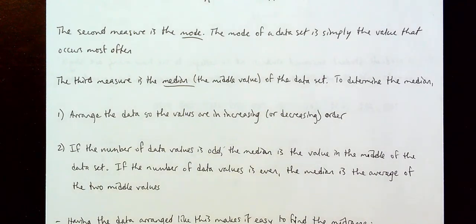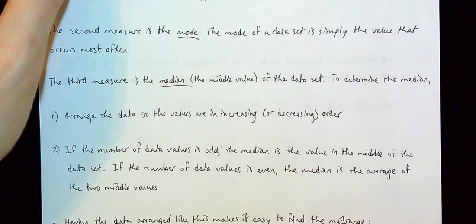So say we had a data set that had 10 values or so. The middle two data values will be the fifth and the sixth. If you take the average of the fifth and the sixth values, when they're in increasing or decreasing order, that average is going to be your median.